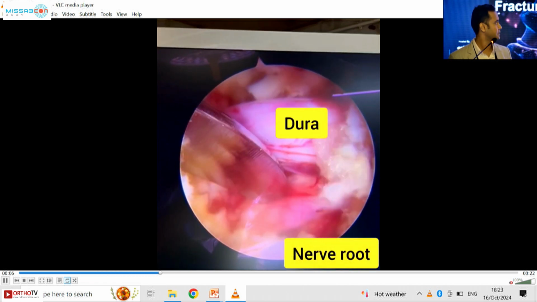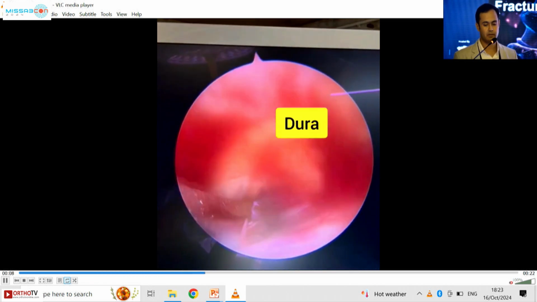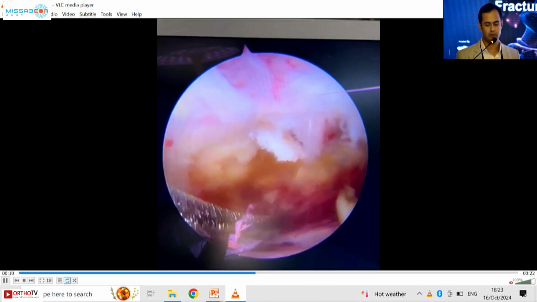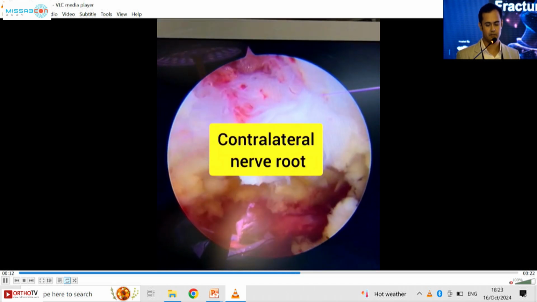You can see this is the left-sided nerve root, the dura, and the opposite-sided nerve root. There is a small rent in the root sleeve.